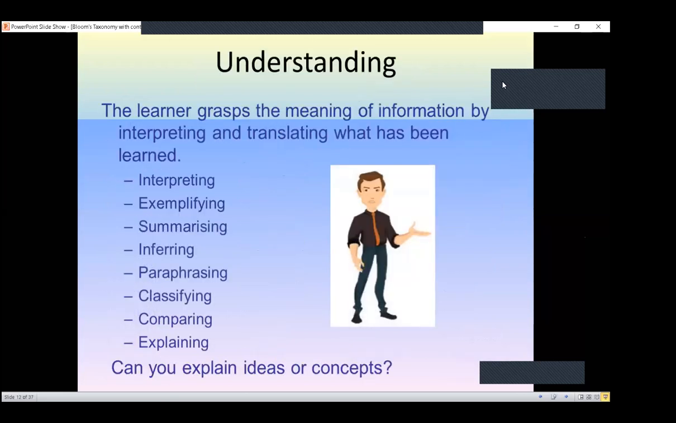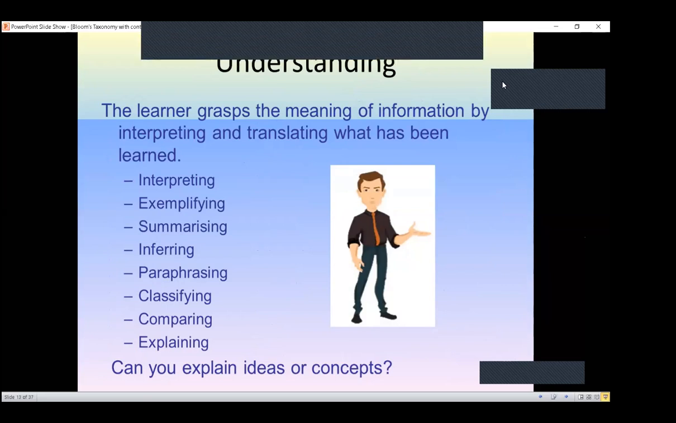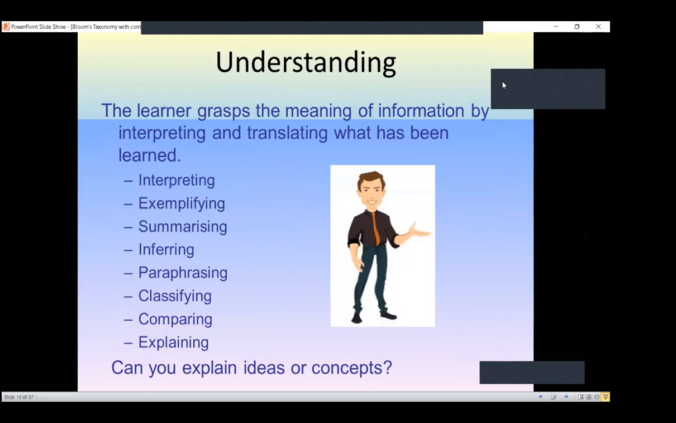Next comes understanding. This is one step higher than remembering. In remembering, you are remembering the content, but in understanding, you are processing that content. You understand the meaning of the information. You try to interpret whatever is said by the teacher. You're interpreting it, you're summarizing it, you're paraphrasing it, you're classifying it, you're comparing it, you're explaining it, and you're explaining it in your own words. That is important. This is the difference between remembering and understanding.